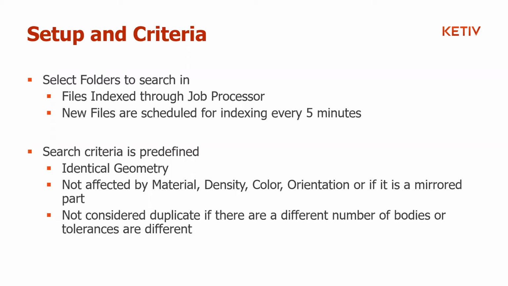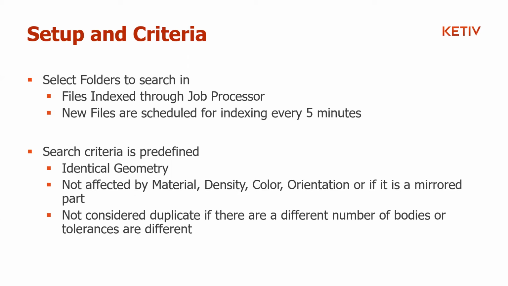You will have the choice to actually sort through these, as we'll see in a bit. And then files aren't considered duplicate if they are a different number of bodies. So if you have assemblies that you've shrink wrapped or made a single body, even though they're identical geometry, it's able to identify between these two different files and identify them as different parts, as well as the tolerances that you have applied to these files.